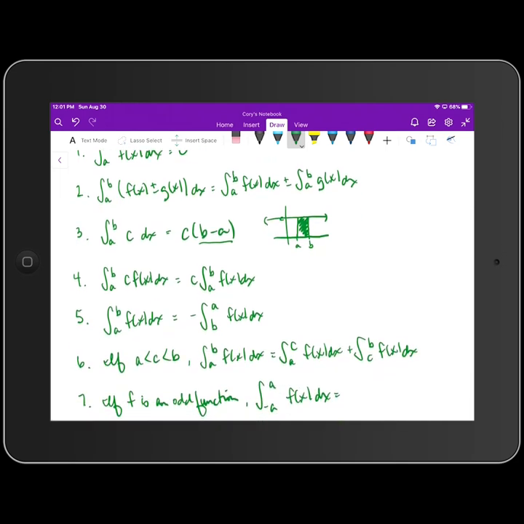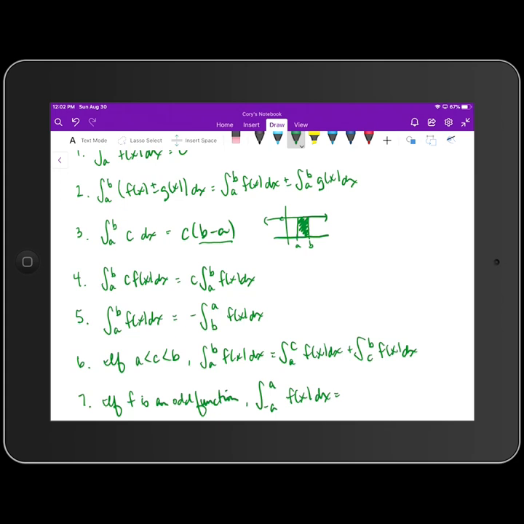Okay, property number 4. So property number 4 says if we take the integral from a to b of some coefficient c times a function f of x, which we're integrating with respect to x, I can take the coefficient c and pull it out front of the integral, and then I'm going to multiply c by the integral from a to b of f of x, which I'm integrating with respect to x.